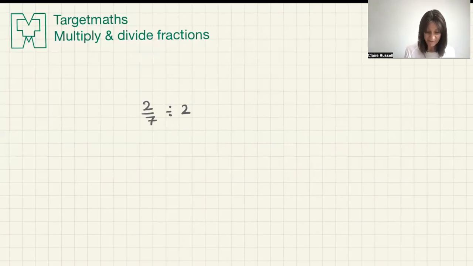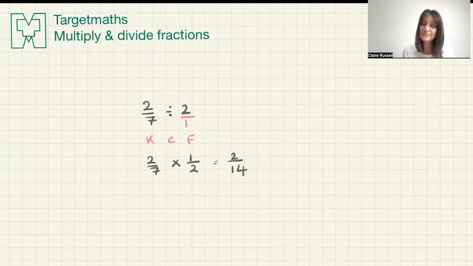Okay, so hopefully you were super confident. Just put that straight over 1 and then performed your keep, change, flip. So we had 2 over 7 times, and then that 1 is flipping with the 2. So they swap positions and then just do it. 2 times 1 is 2 and 7 times 2 is 14. So if you got that right, really well done. It will cancel. So if you had a go at the cancelling, it goes to a 7th.